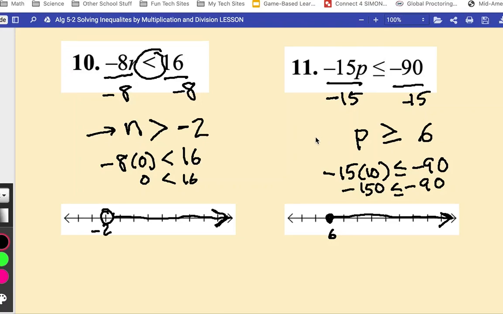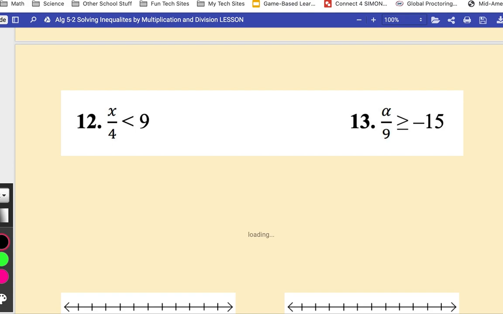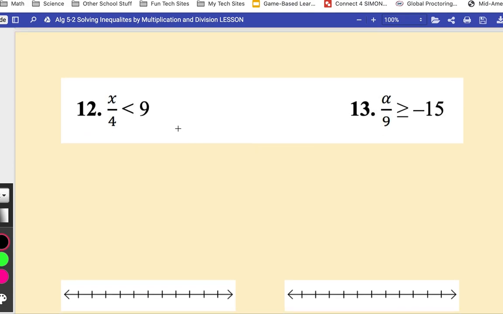Take another look at this. All right, now what we're going to do is look at how we deal with this when we're dealing with fractions. How does that change what we do? Well, really, pretty much the only thing that changes when you work with fractions is that you're multiplying.